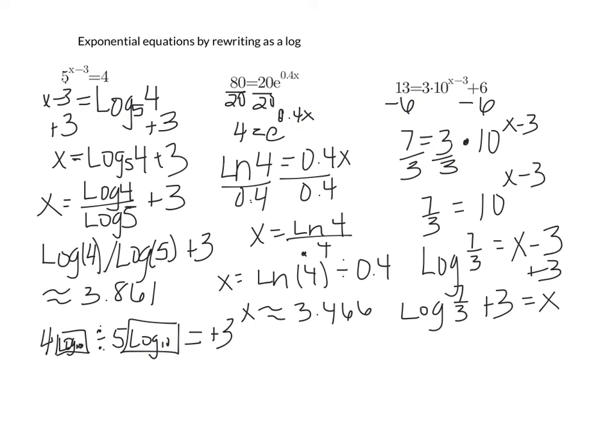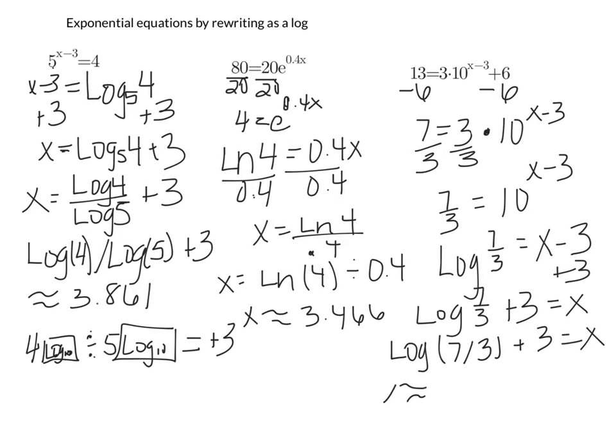And in the calculator, we're going to want to put log, parentheses open, 7 divided by 3, close parentheses, plus 3. And if we're using the other calculator, you actually are going to do the 7 divided by 3, and then you're going to hit equals and then the log button, and then you can add the 3 and hit enter, equals 3.368. So x is approximately 3.368.